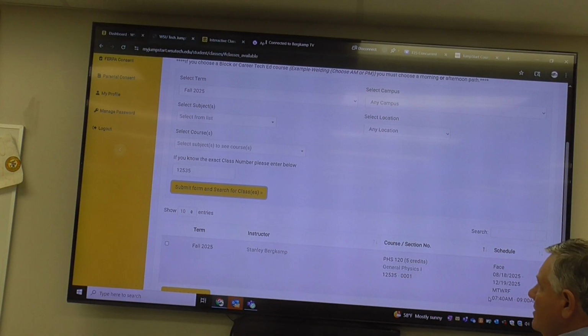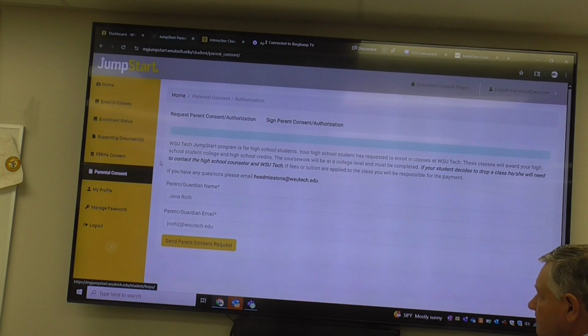Okay, and then you'll select the class and then hit apply for selected, and you should get the green check mark. The next thing that we're gonna go to is the parental consent form on the left side in the yellow. So this is just sending an email to your parent or guardian.